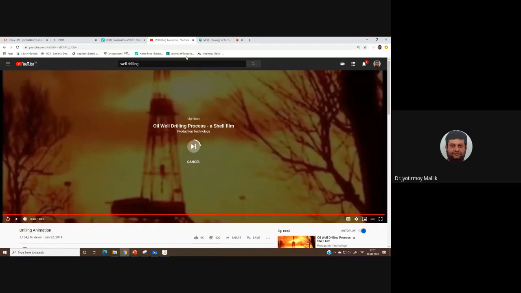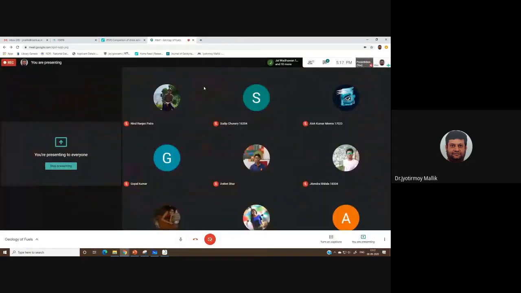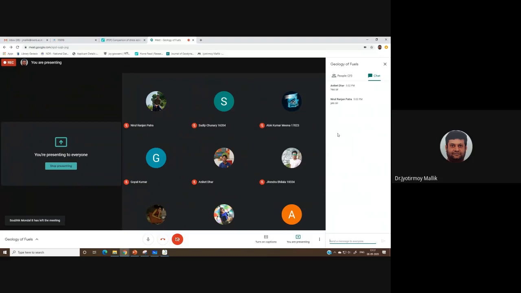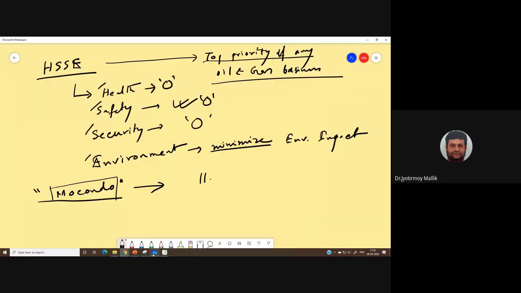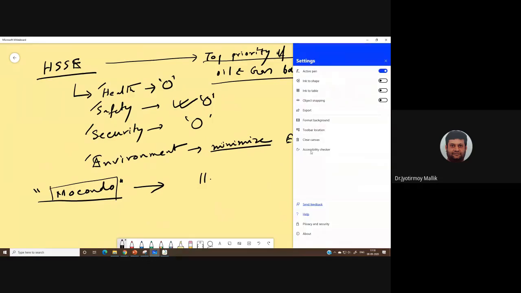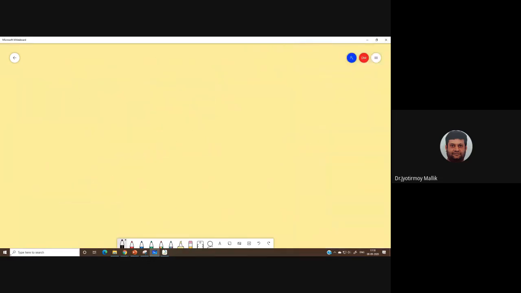Okay, so what we have seen so far is a typical drilling operation happening onshore, and this whole place from where such drilling is done is called a drilling rig. Okay, it is called a drilling rig.